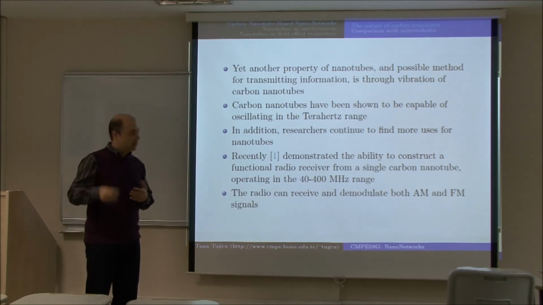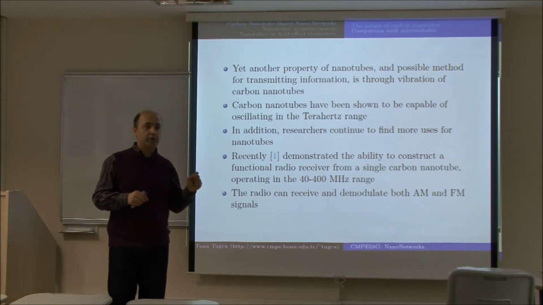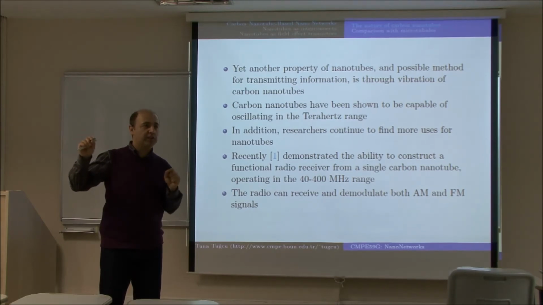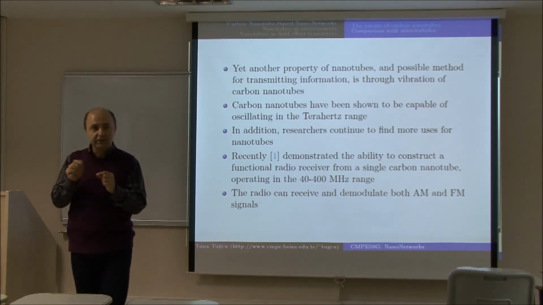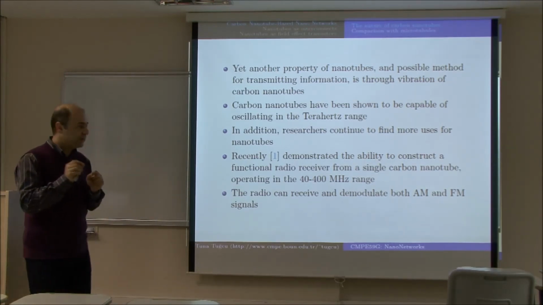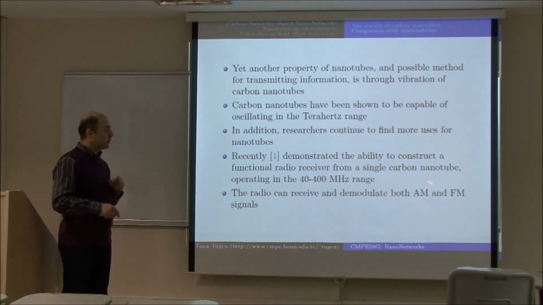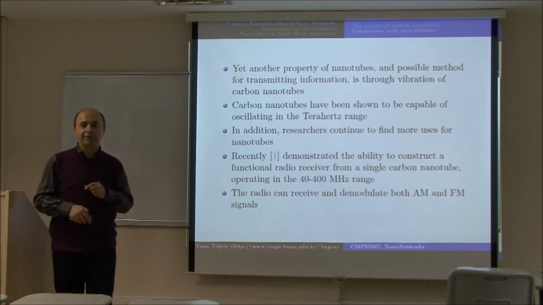If these carbon nanotubes operated at a frequency that was not feasible for us at the human scale, I would not be able to communicate between these two devices because they're not working in the same frequency. The nice thing is their frequency bands overlap. This is very important. That's what makes it possible. So the radio can now receive and demodulate both AM and FM signals you use in your radios.